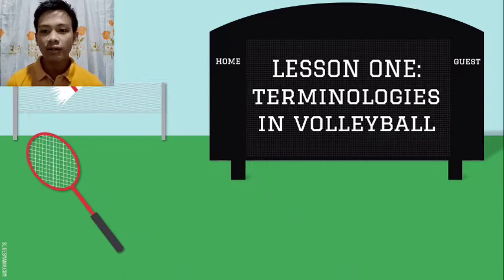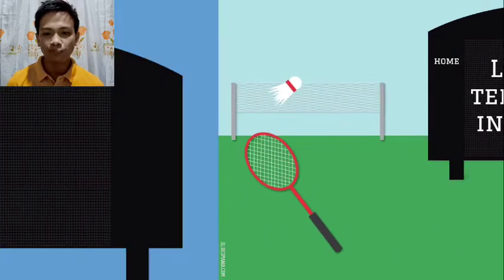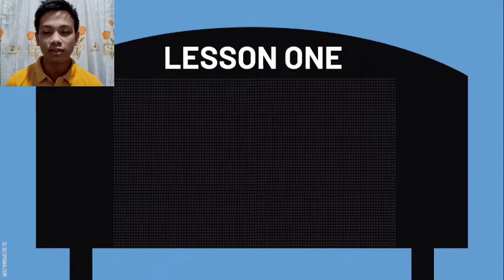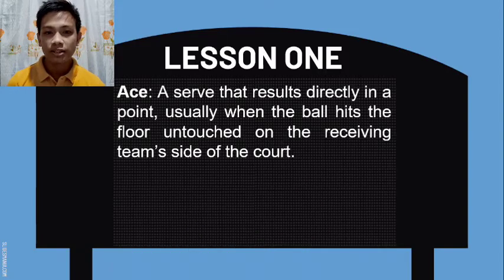So here we have the terminologies in volleyball for the lesson 1. So marami tayong terminologies here. So multiple slides will follow. Unahin na natin dito. So ace. Ace is a serve that results directly in a point, usually when the ball hits the floor untouched on the receiving team's side of the court.